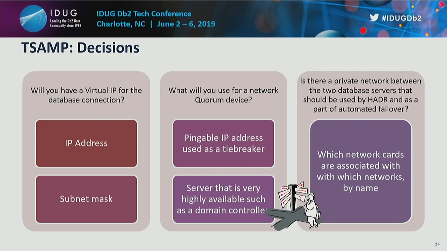If you don't have a virtual IP address, then you have to have an application that will support automatic client reroute and an alternate server specified either in the application or via Db2's alternate client reroute facility. You will also need to know the subnet mask of that virtual IP address. You need to know what you will use for a network quorum device.